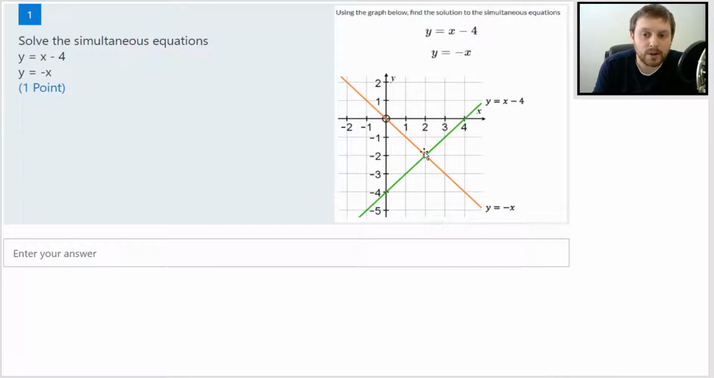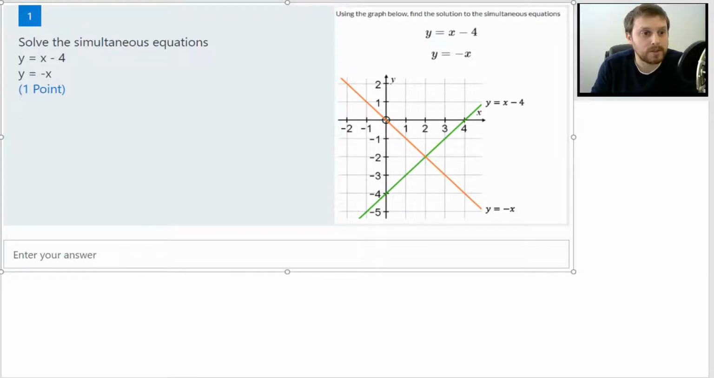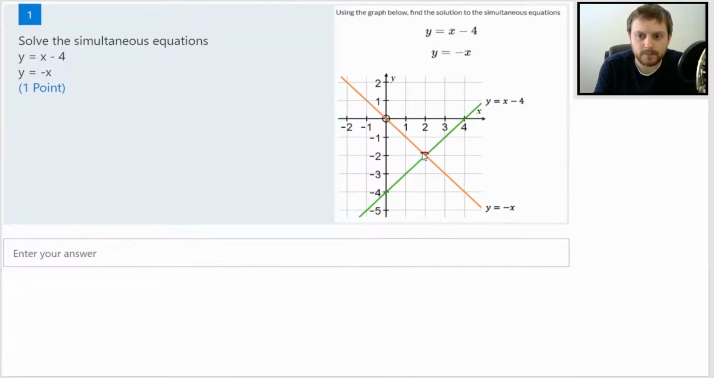And so where these lines actually cross, which is here, they both have to be satisfied at the same time, right? So here is a coordinate on the green line, so it satisfies y equals x minus 4. Whatever x and y are there, it's on the green line, but it's also at the same time on the yellow line. So whatever the x and y value at that point makes both of these true at the same time. So that's why they're called simultaneous equations.